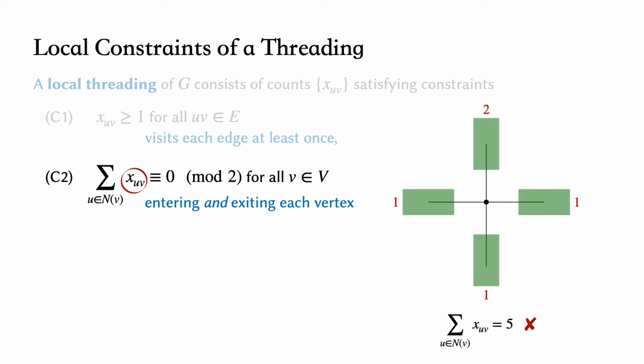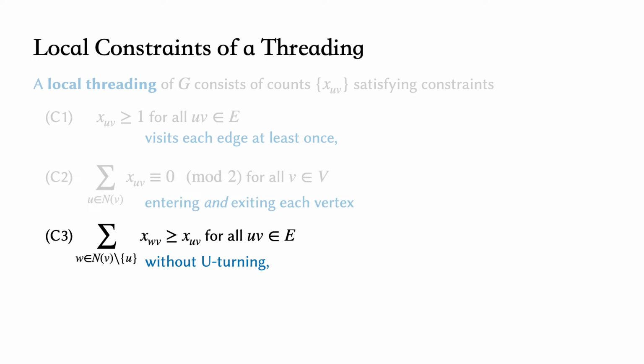Here we show a negative example where the sum is 5. So we note that no matter how we route the walk to satisfy the edge counts, there will be a thread that enters a vertex with nowhere to exit to. The third constraint forbids U-turns.